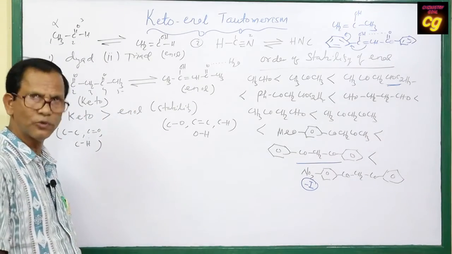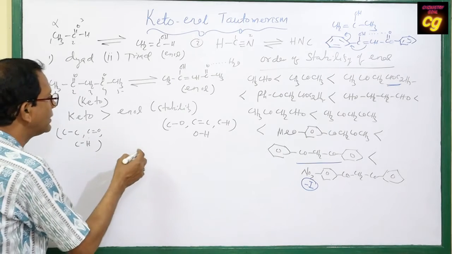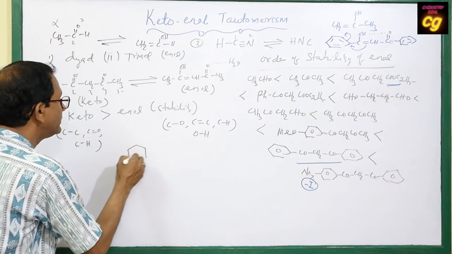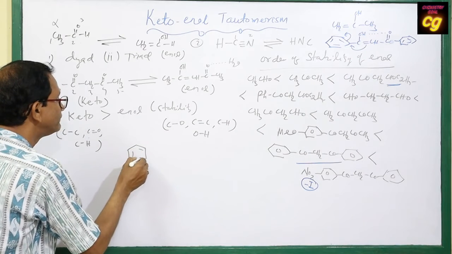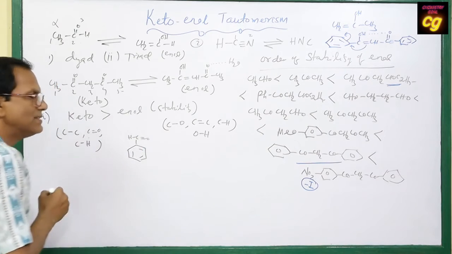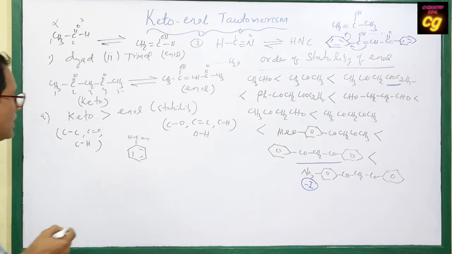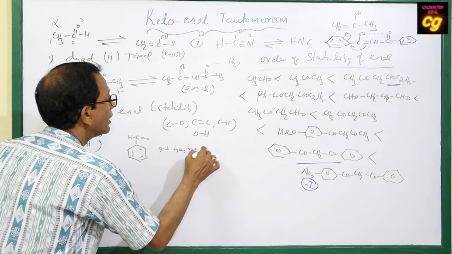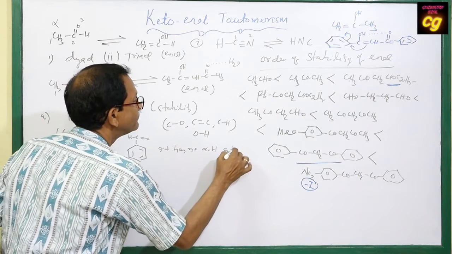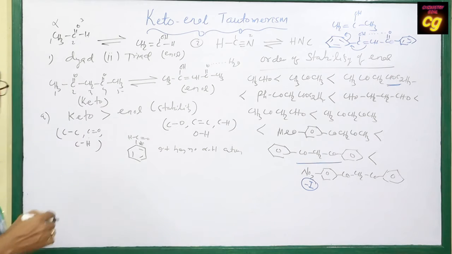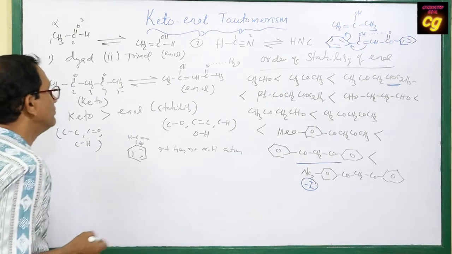Before discussing the question, I will tell you why benzaldehyde, this is the benzaldehyde, does not give enol forms. Because it has no alpha hydrogen atom. As it has no alpha hydrogen atom, it cannot show keto-enol tautomerism.